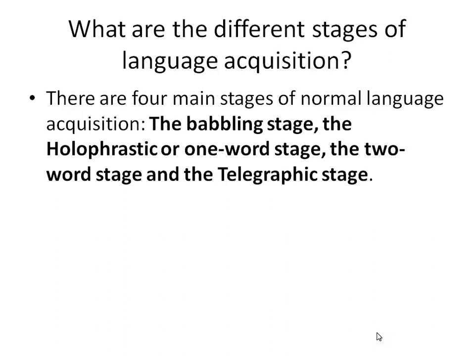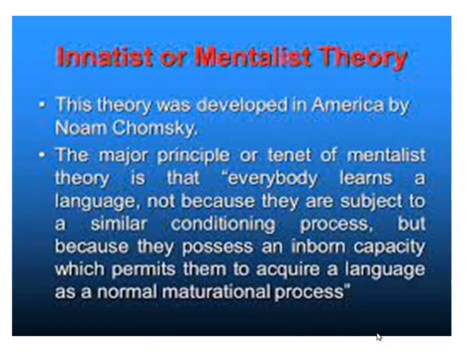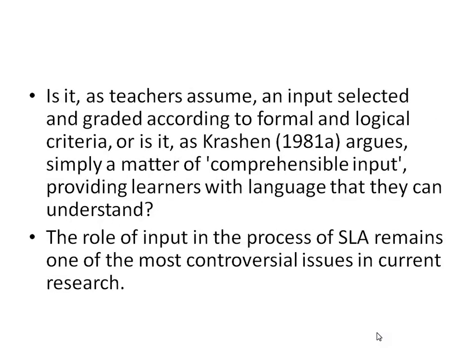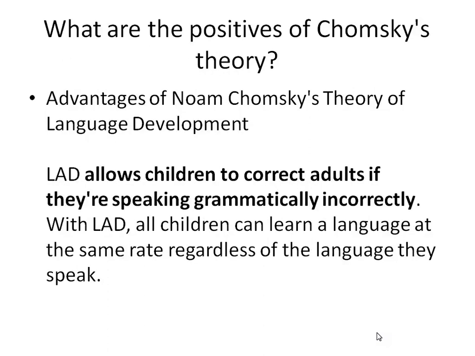That means the child can produce a sentence. Okay, so in Innatist theory, we see this stage. Gradually, the child will learn the language: one word, two word, and a sentence. Through this stage, the child will be learning the language.